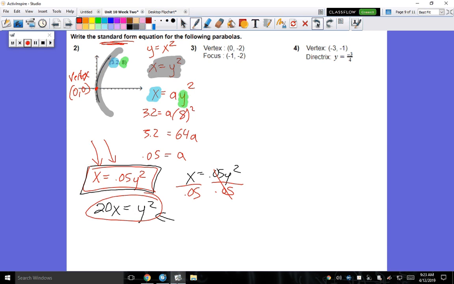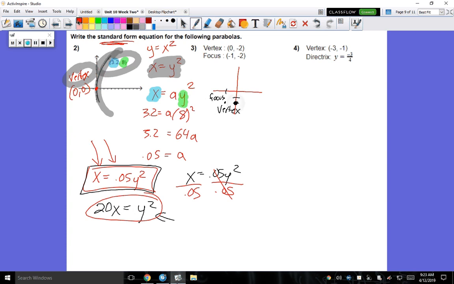Alright, so this one we have two different things. Over here we had a vertex and a point on the graph. This time we have a vertex and the focal point. So let's get a sketch going so we can see what this is going to look like. Okay, so (0, -2) is going to be here, and this is my vertex. And then (-1, -2), this is going to be my focus. See, and the focus tells you which way it's going to open.